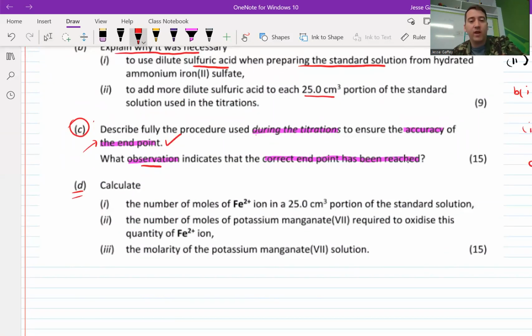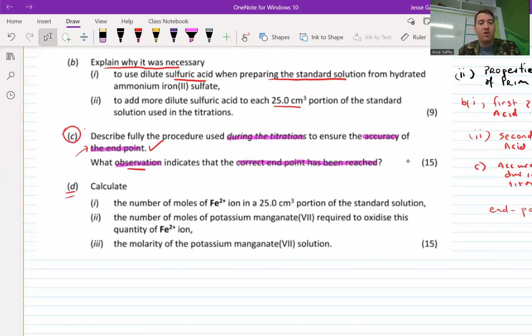The calculation, let's read what it says. It says calculate the number of moles of Fe2+ in a 25 cm³ portion of the standard solution. Okay, so what are they asking us there? To find out how many moles are in, not a mole per liter of the solution, but in 25 cm³. So they're looking for you to find the Fe2+ in 25 cm³ portions. That's what they're looking for. Now remember that this is the standard solution. This is the one we made up, okay?